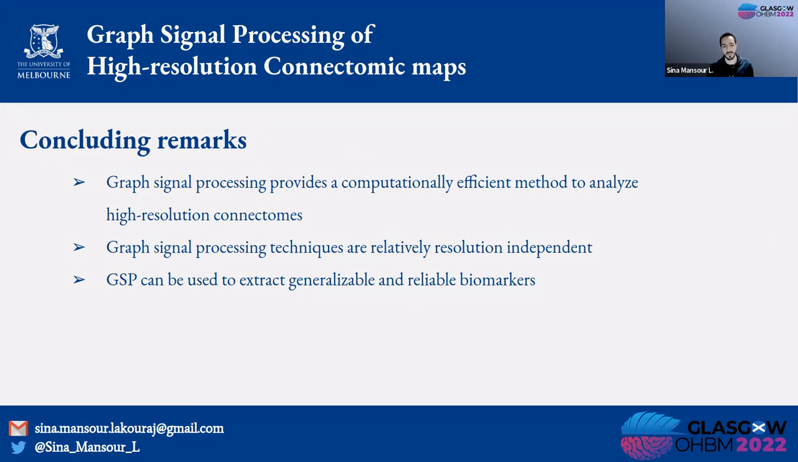So finally, I would like to finish my talk with a few take-home messages, if you will. In what I presented, I wanted to show that graph signal processing provides a computationally efficient method to analyze high-resolution connectomes. We observed that some of these gradients are actually resolution independent. So graph signal processing can be used as a resolution independent measure for assessing brain connectivity. And finally, we show that if we apply graph signal processing onto the high resolution connectome, we are able to extract generalizable and reliable biomarkers of human behavior.